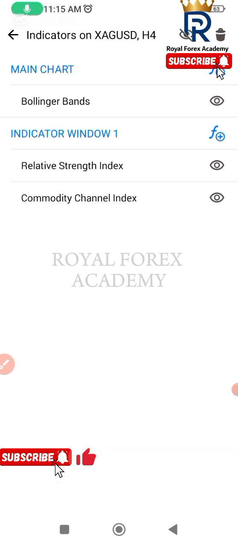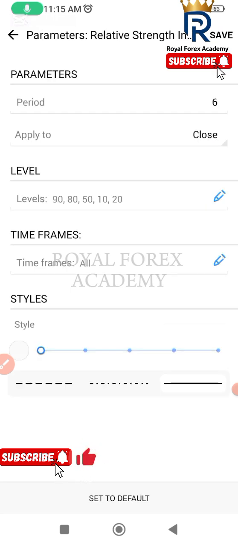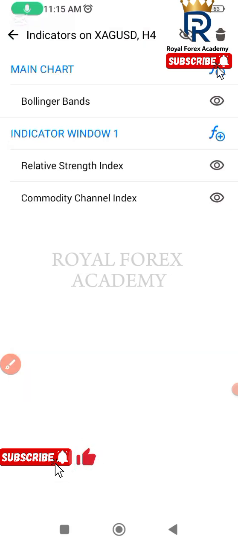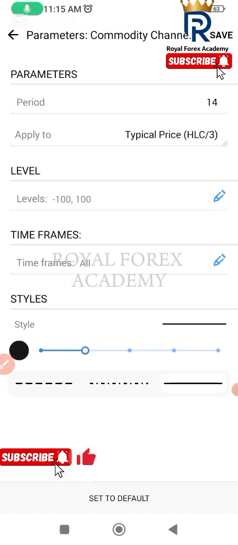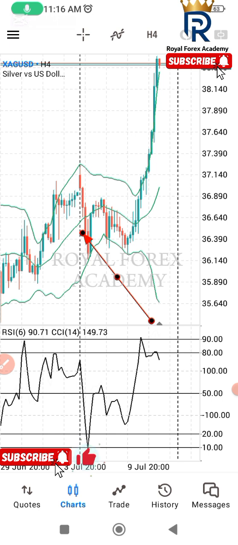If you've done your setting correctly, you have a relative strength index, you can see the levels. Here the styles, you change the color to white because the background of my screen is white. If yours is black, you kindly change that particular style to black. Then afterwards, you have a commodity channel index. The period is 14. The level is what you are seeing. So you take a screenshot and then you do the setting on your chart.